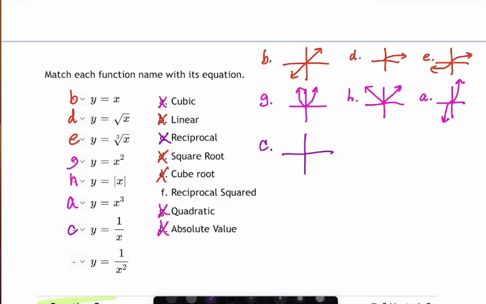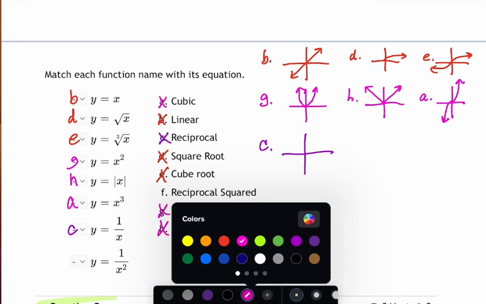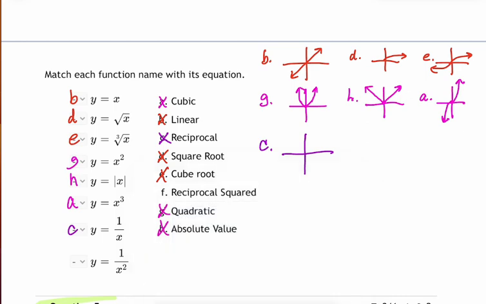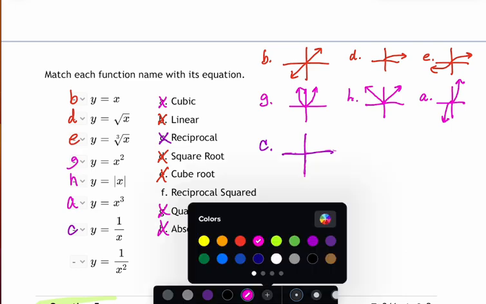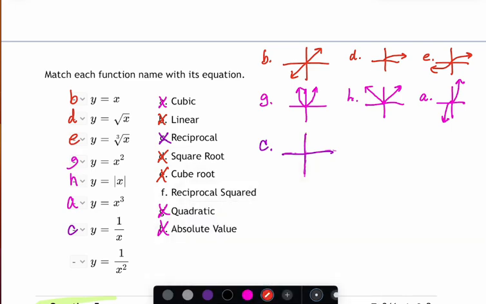Remember, for our reciprocal function, we should have a dashed line on the x and y axis. You can't see that really well. Let's find another color. So you would have a dashed line on your x and y axis, however you make that. And then we have that 1, 1 swoop, and we have a -1, -1 swoop. So that is what a reciprocal function looks like.